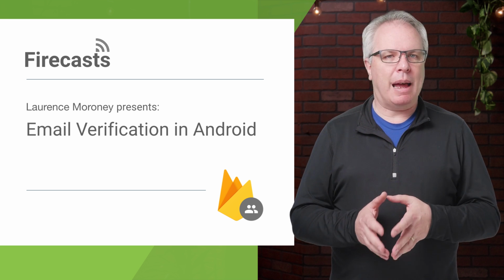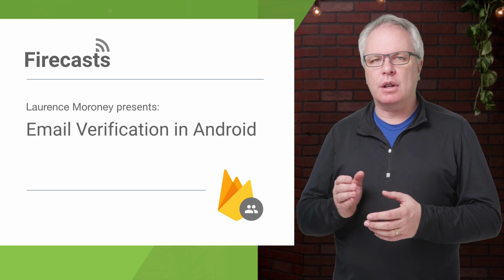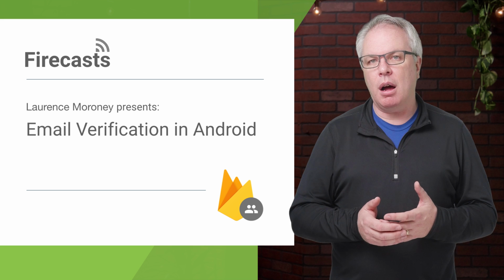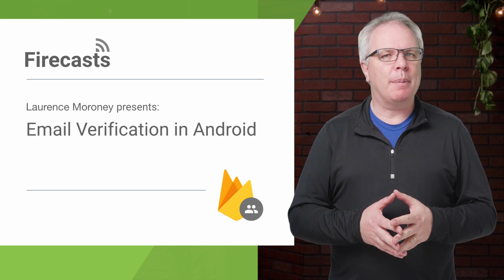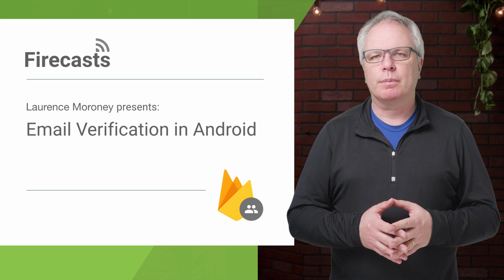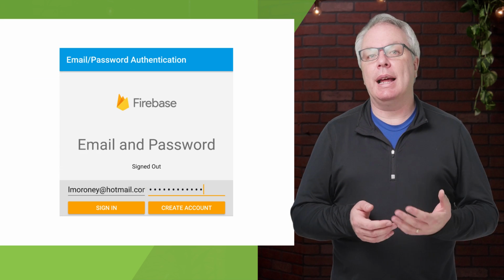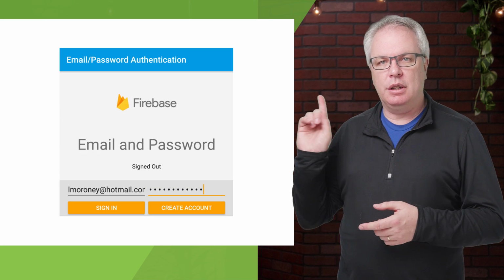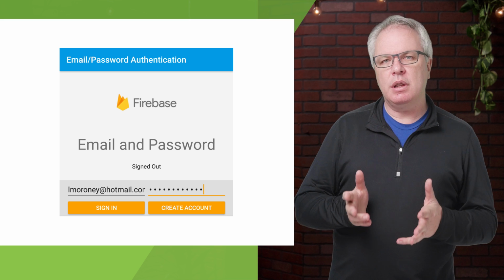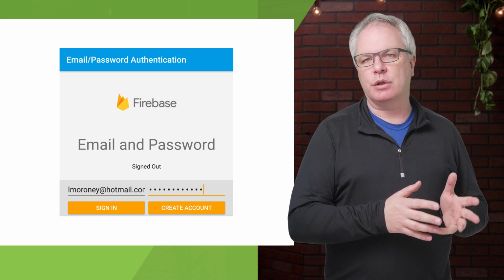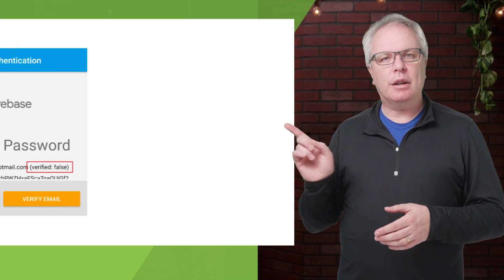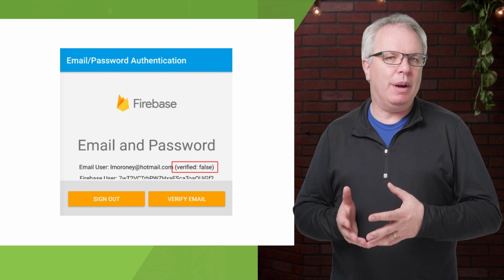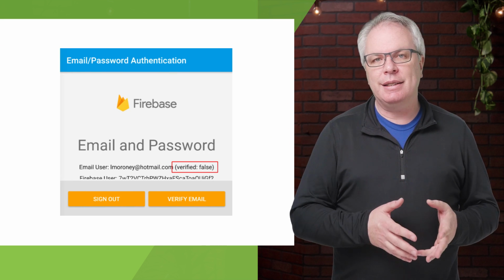I'm going to show the sample app from the Firebase Auth Quick Start, available at github.com, the link for which is in the description below this video. This can be adapted for your app pretty easily enough. When you run the app and select email password authentication, you'll see this screen. It gives you the option to sign in if you have an account already, or create a new account if you don't.